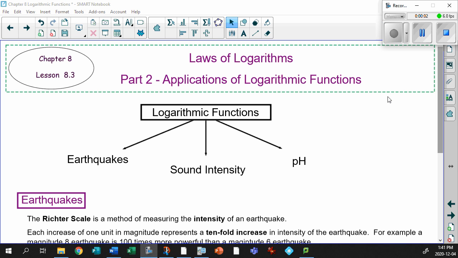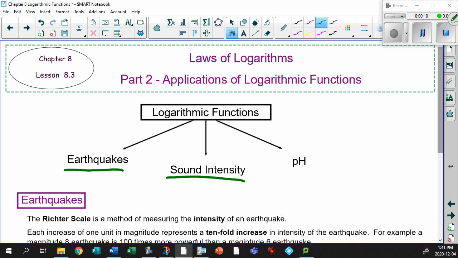Let's start applying the laws of logarithms. What can we apply them to? Surprisingly, measuring earthquakes, measuring sound intensity, and wow, the acid-base scale in chemistry. Cool. All of these are based on logarithmic functions. Okay?